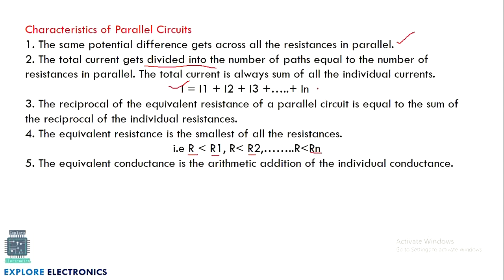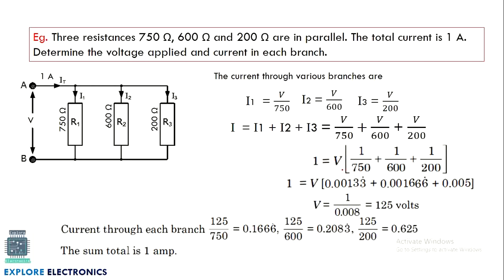That is again related to the current. The total current will be equal to the sum of the branch currents. Similarly, the equivalent conductance is the algebraic sum of each and every conductance of the individual elements. Let us see the problem.